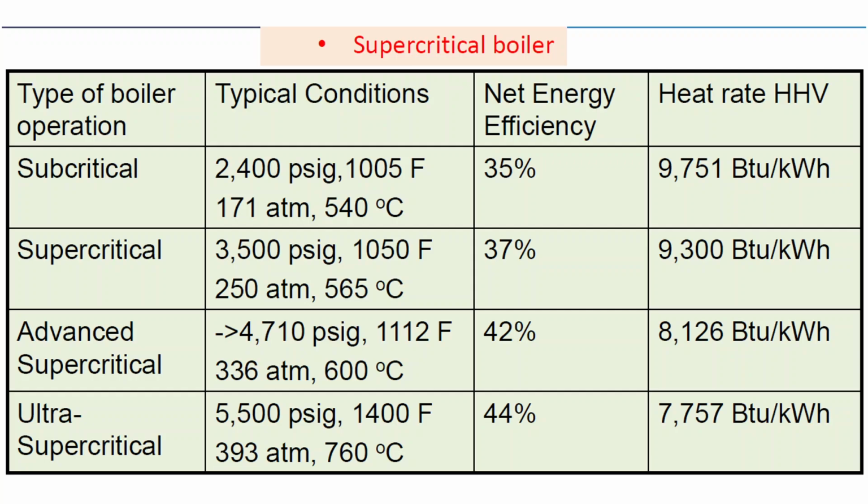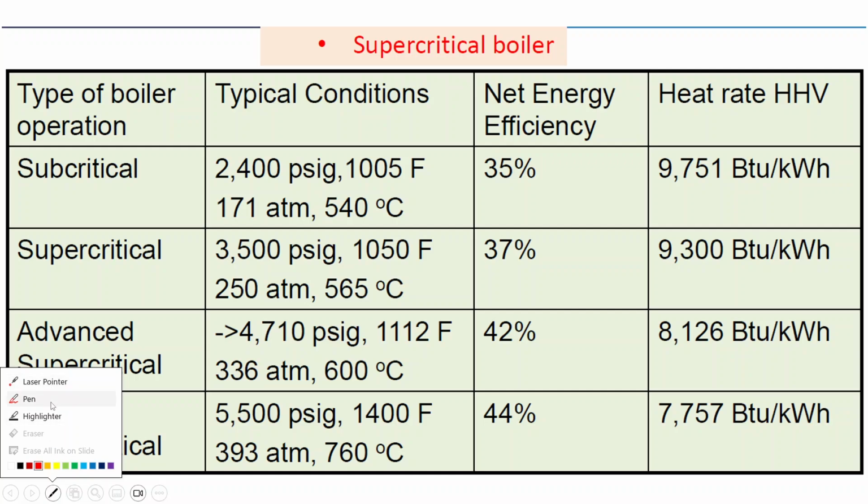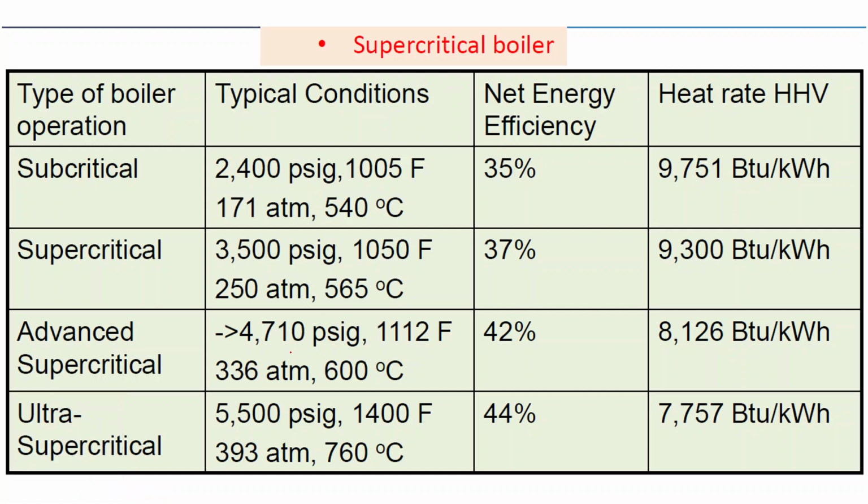Coming on to, in the last class also I told that till now various boilers for heat recovery are operated in subcritical condition. But if we try to operate them in supercritical, advanced critical and ultracritical condition, then the emission decreases. So here are various conditions for the subcritical. We can see that it is done at lower temperature and pressure, whereas the supercritical is done at higher temperature and pressure.